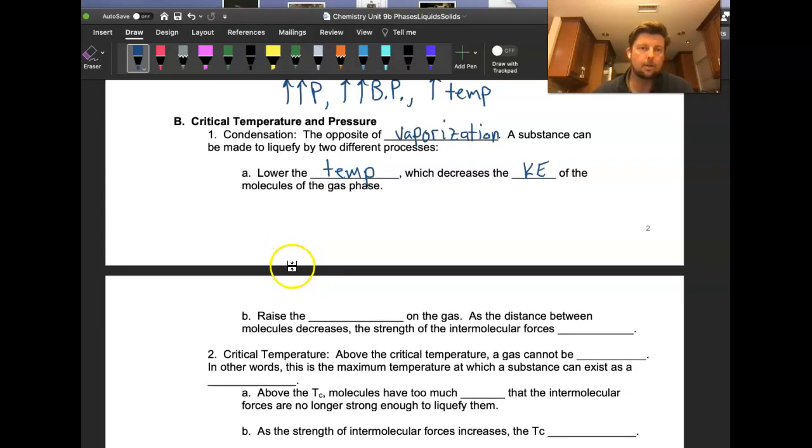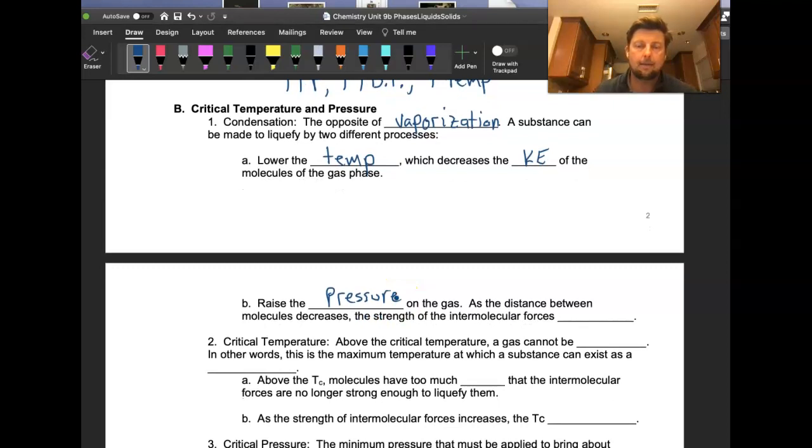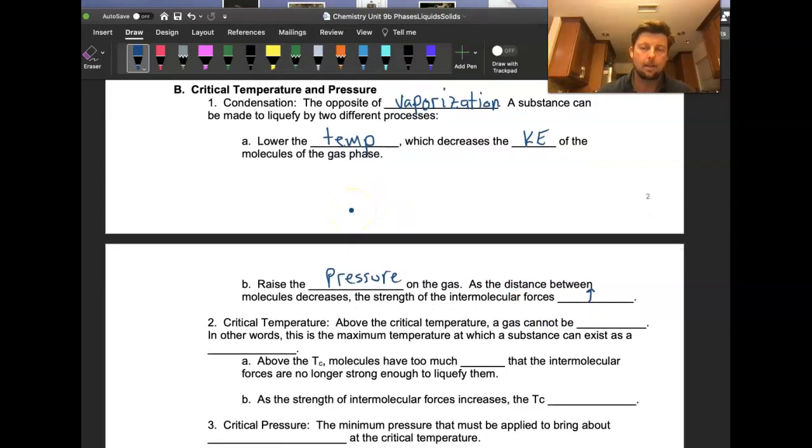And the other way to liquefy something is to raise the pressure on the gas. This is how many gases are liquefied. If you see any liquid carbon dioxide trucks driving around, or if you have liquid propane in your barbecue, the reason is those are pressurized, and once you let them out into the normal atmosphere, they become gases. So when you increase the pressure, as the distance between molecules decreases, the strength of the intermolecular forces will increase. So things get closer together and they're going to start interacting more, and that will cause them to liquefy.